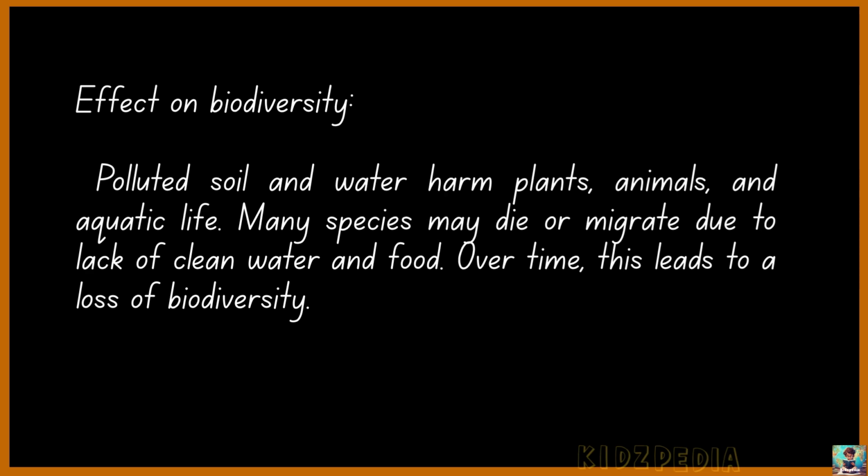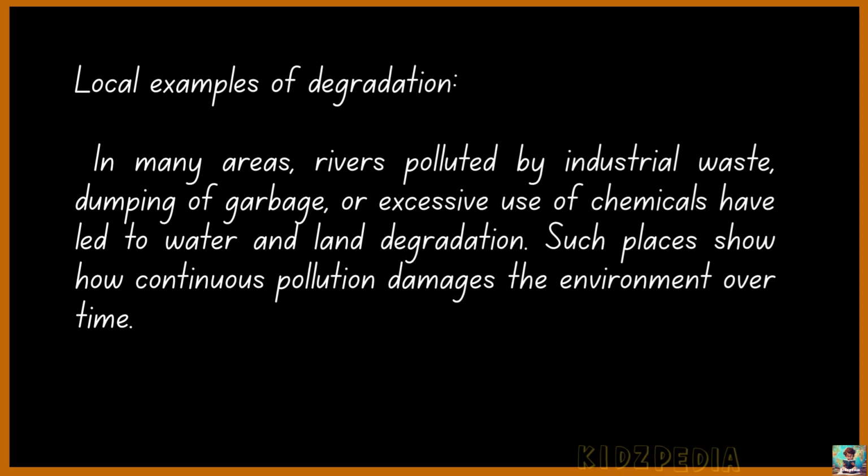Effect on biodiversity. Polluted soil and water harm plants, animals, and aquatic life. Many species may die or migrate due to lack of clean water and food. Over time, this leads to a loss of biodiversity. Local examples: in many areas, rivers polluted by industrial waste, dumping of garbage, or excessive use of chemicals have led to water and land degradation. Such places show how continuous pollution can damage the environment over time.